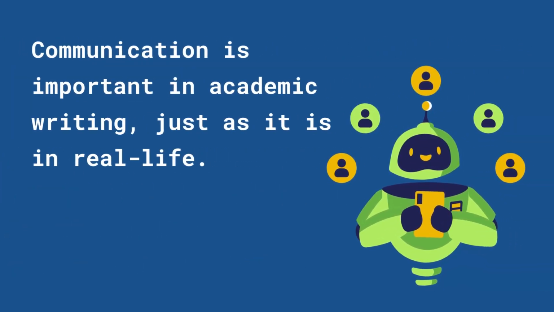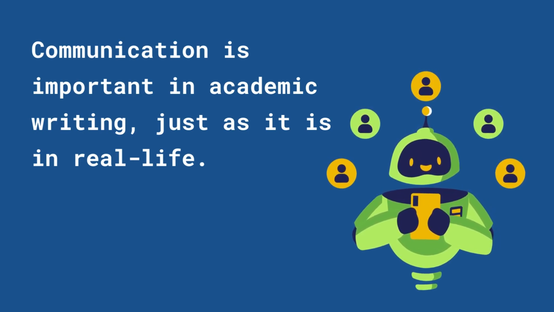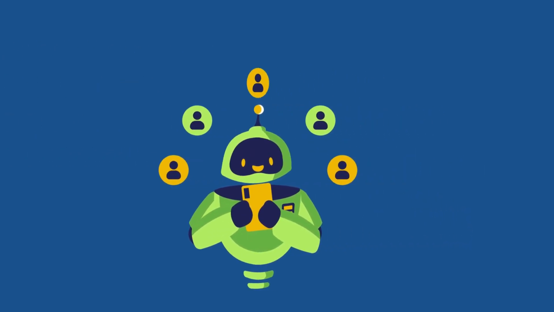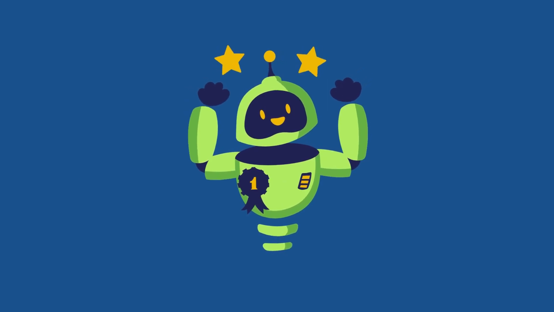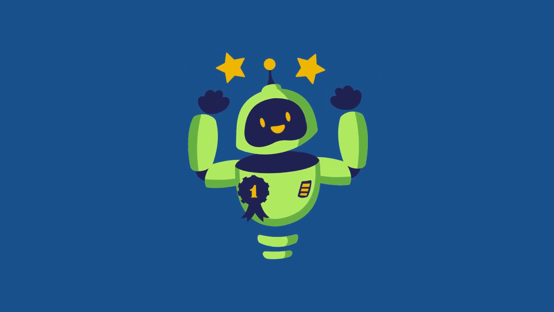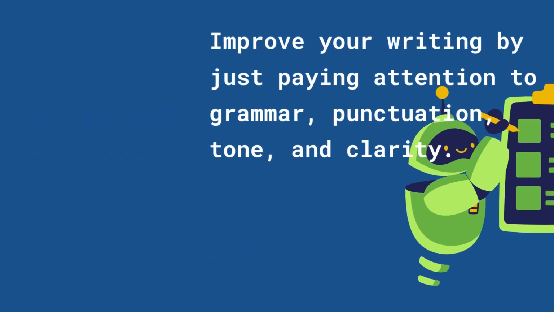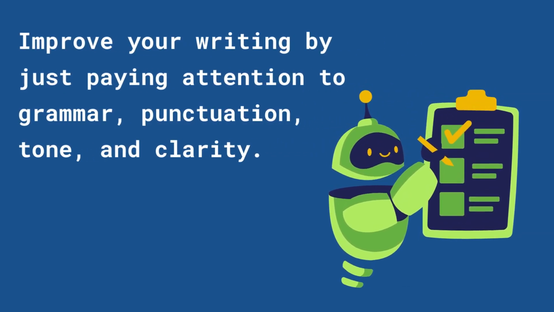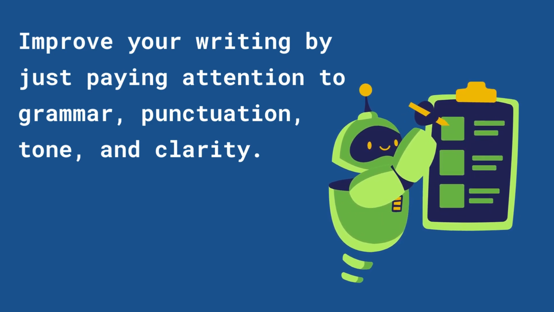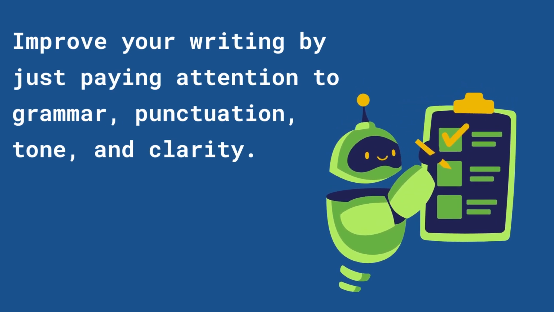Just remember that communication is important in academic writing just as it is in real life. You want to be able to share your ideas and discoveries as well as meet the requirements of your courses. You can see in this video that there are a few simple ways to improve your writing just by paying attention to grammar, punctuation, tone, and clarity.